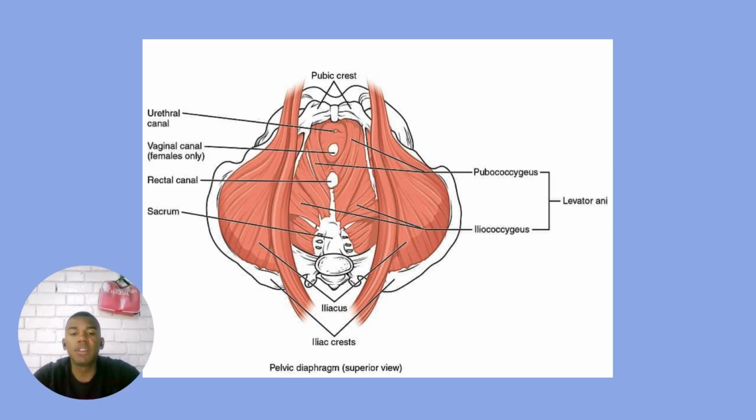Piriformis originates on the anterior surface of the sacrum and passes through the greater sciatic foramen to insert on the greater trochanter of the femur. It assists in external rotation and abduction of the thigh. Obturator internus covers the internal surface of the obturator foramen and also inserts on the greater trochanter, helping in lateral rotation of the hip.